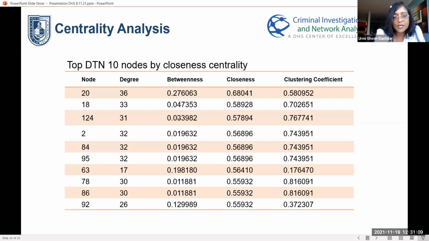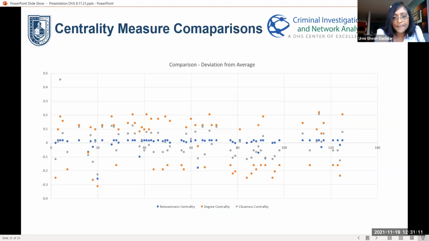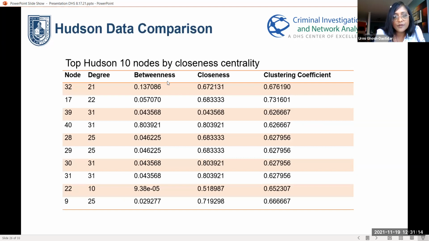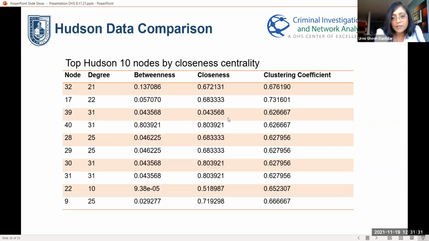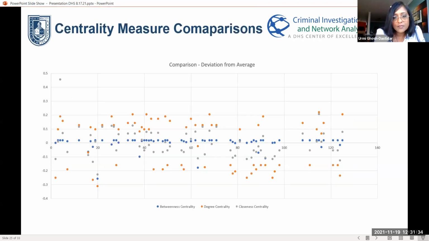Then we did the same thing with the Hudson River data. If you look at this data, the values are much closer, like the clustering coefficient is very close, and all the data are kind of similar compared to the other one. And remember, the density of the drug trafficking network is much lower than the density of this one. Then we also looked at the deviation from the average for both networks. This is for the drug trafficking network.